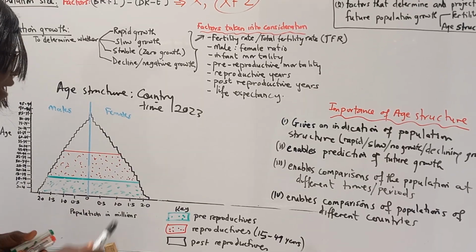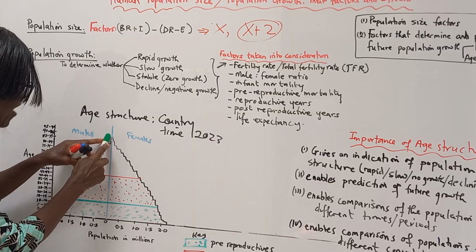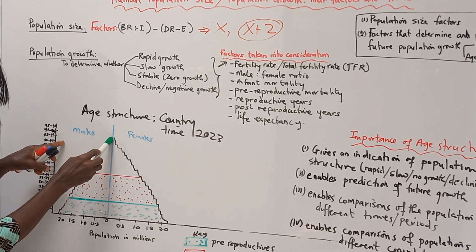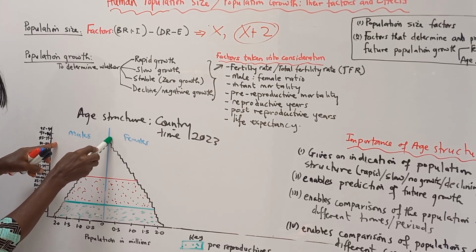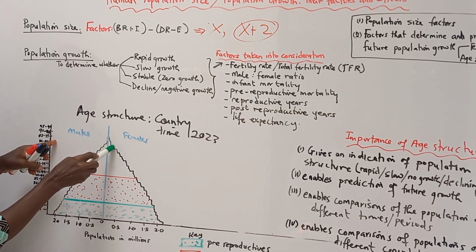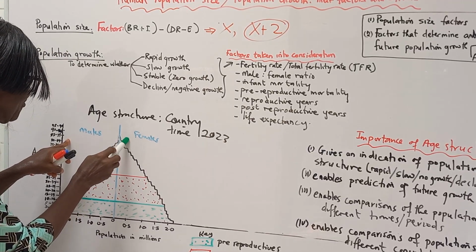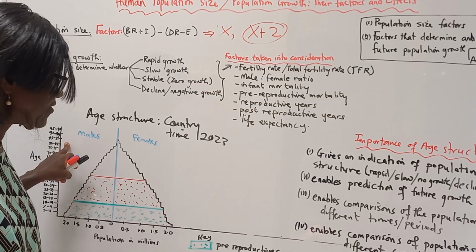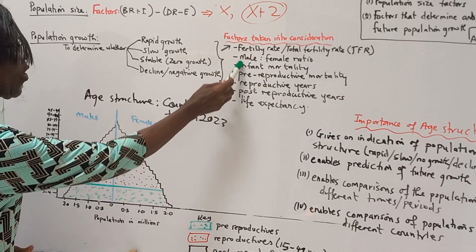But not only that, it also enables us to work out the life expectancy here. This year, the life expectancy for males is around 89, and the life expectancy for females is also about the same age. But usually, the life expectancy of females is higher than the life expectancy of males. So the age structure enables us to work out all these.